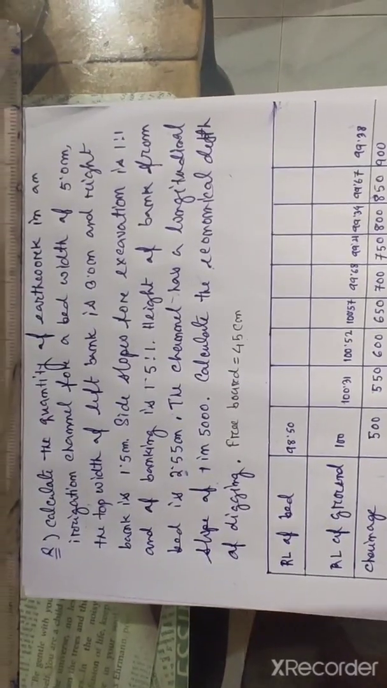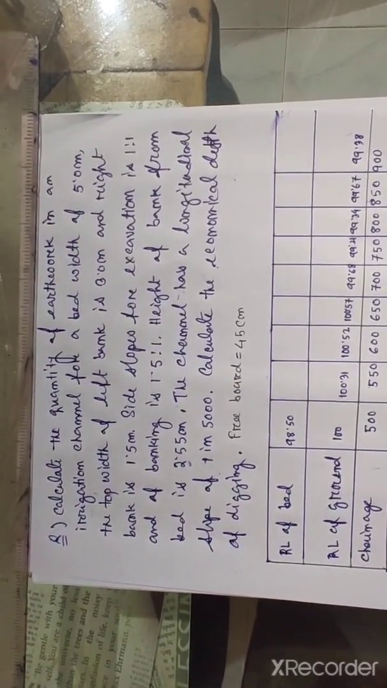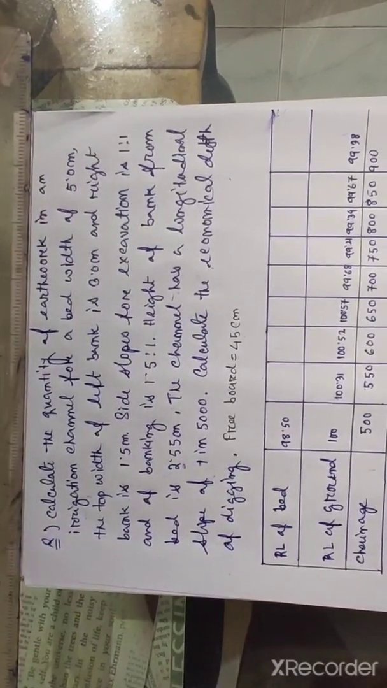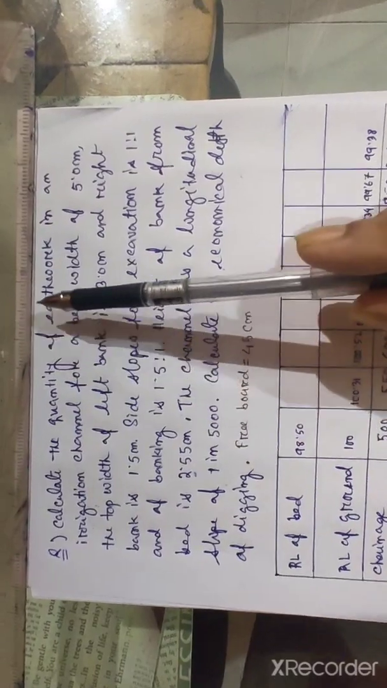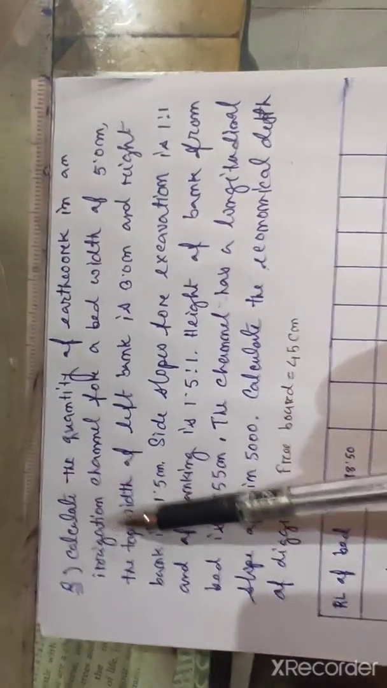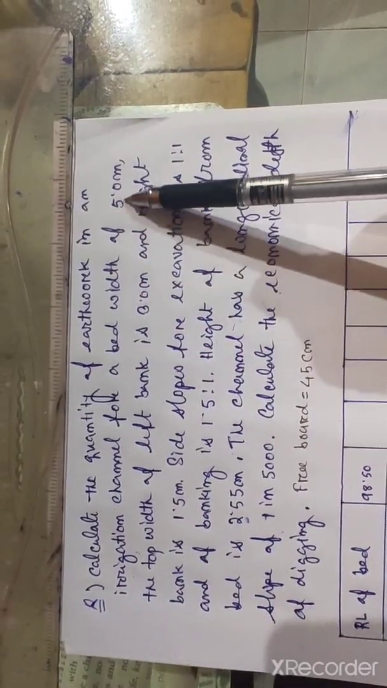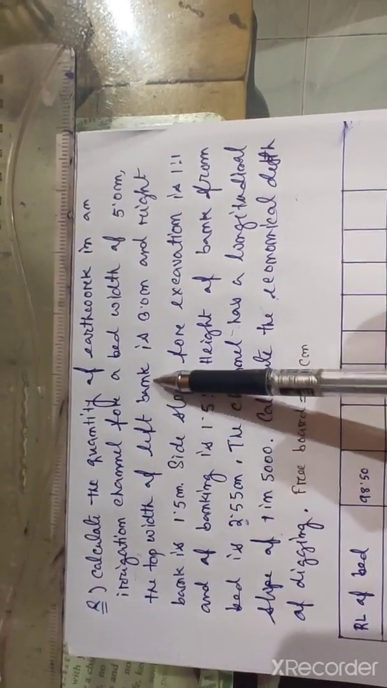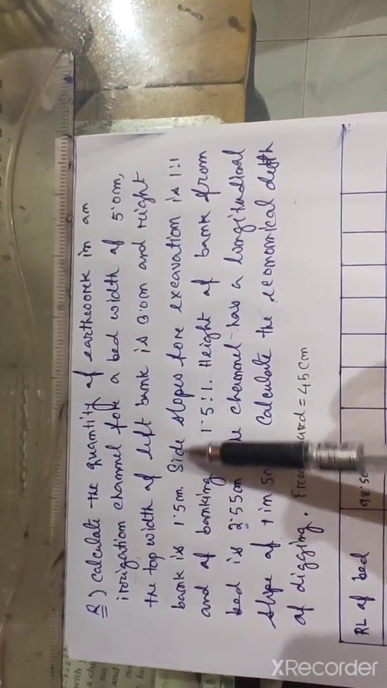So the next problem we will deal with is the calculation of earthwork in the construction of an irrigation canal. So this is the question. Calculate the quantity of earthwork in an irrigation channel for a bed width of 5 meter. Top width of the left bank is 3 meter and the right bank is 1.5 meter.